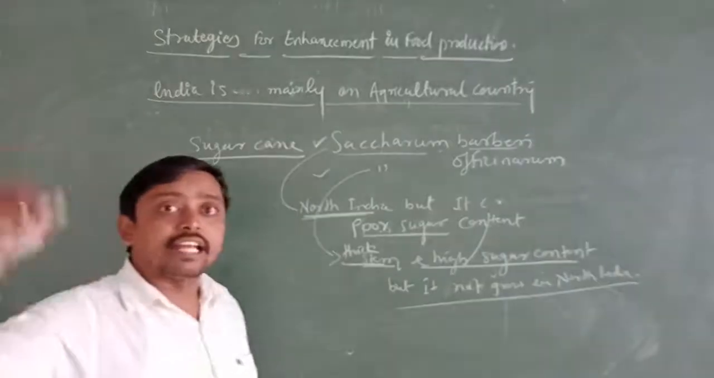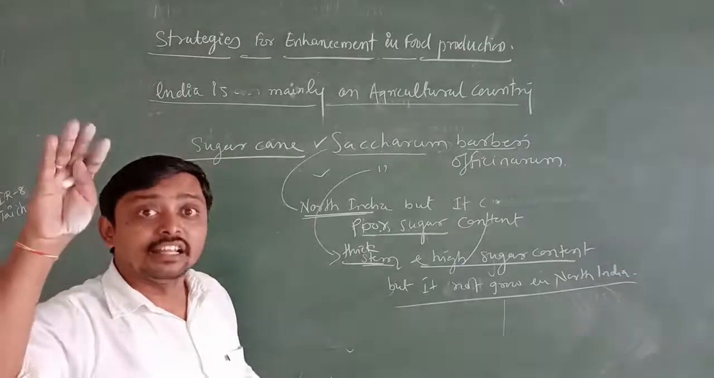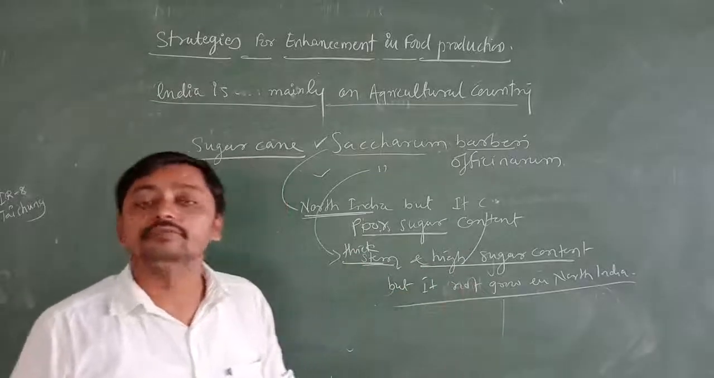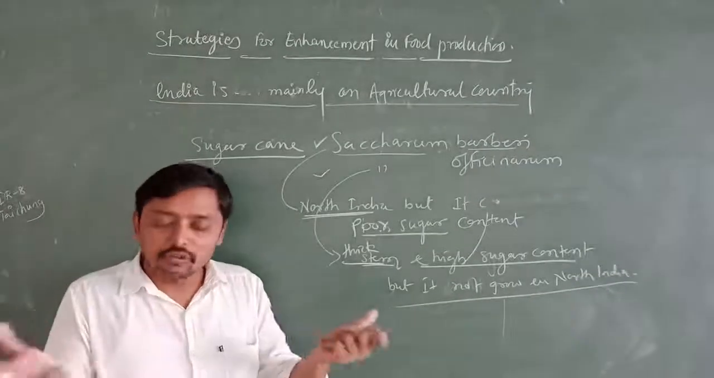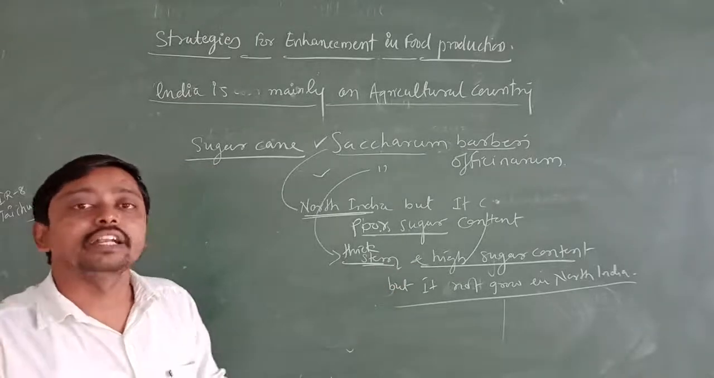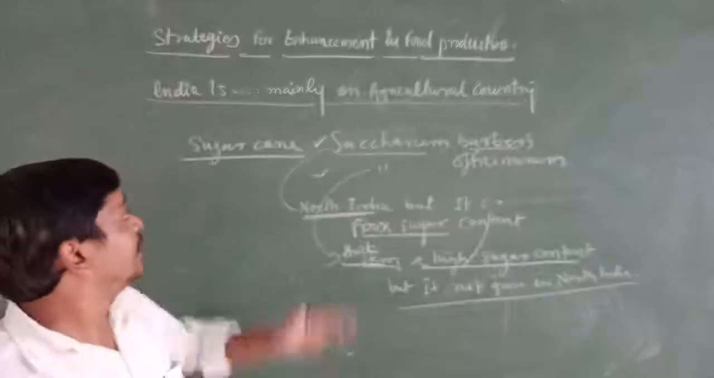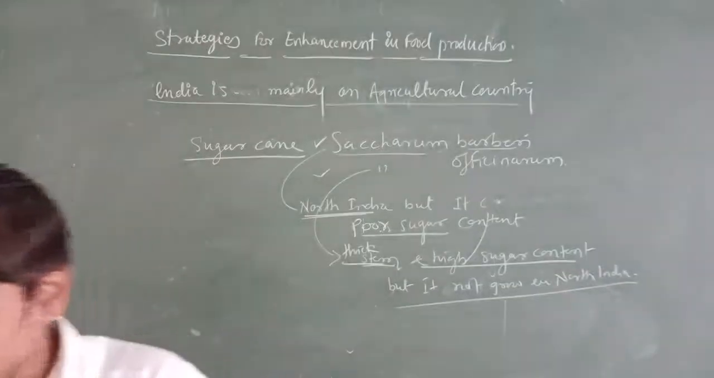One gene that can grow in North India, another gene that is helpful for a thick stem and high sugar content, and another gene for disease resistance. So these three genes we are going to combine to get the desirable thing we are going to call sugar cane. That is the example, and this also can be done with the help of plant breeding techniques.